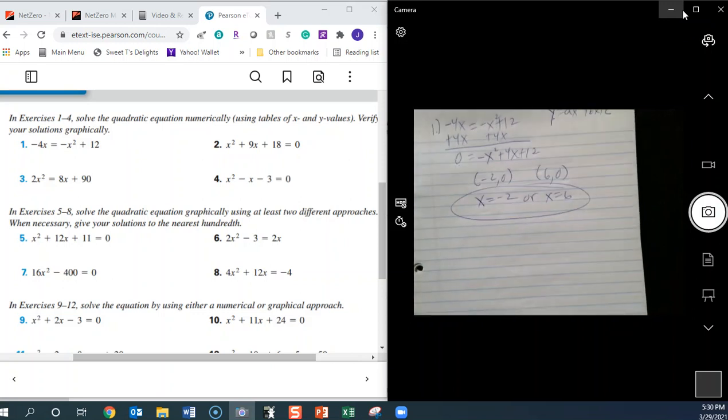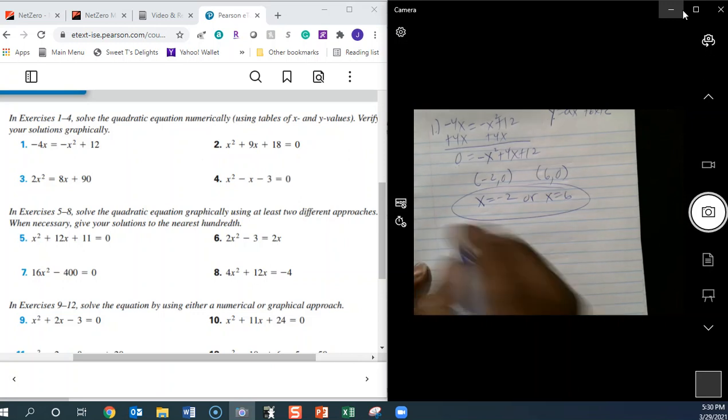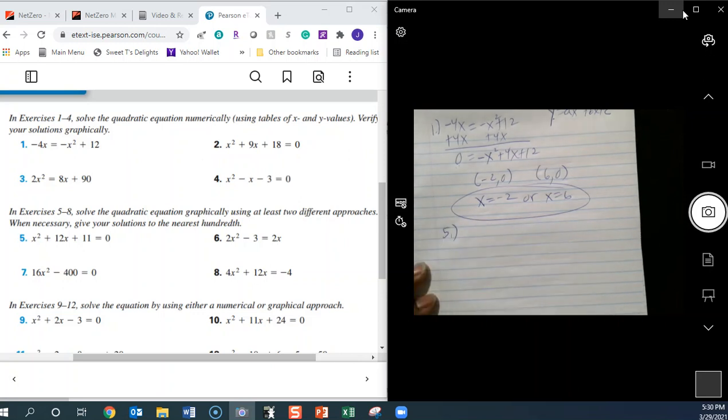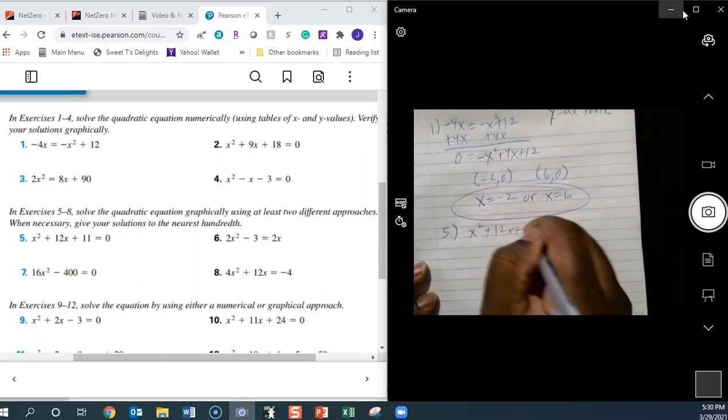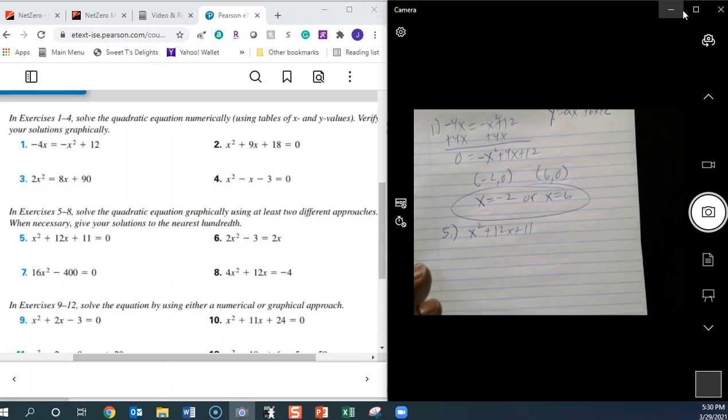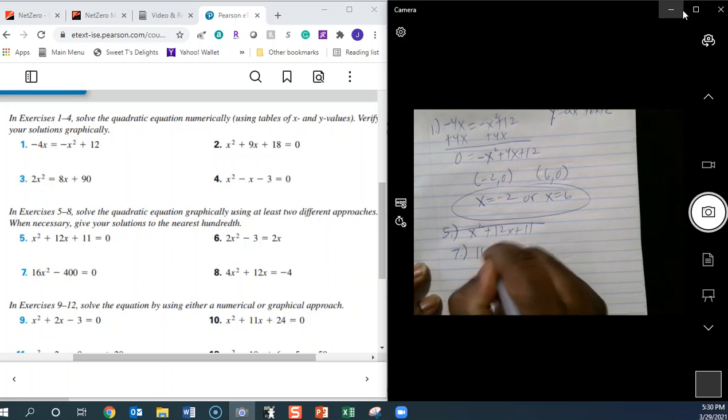All right. Basically, number 5 is basically the same. Remember, I'm not doing every single problem, but I'm doing enough to get you started. Or better yet, you know what? I think number 7 is actually a better problem. Let's do number 7. We have 16x squared minus 400 equals 0.